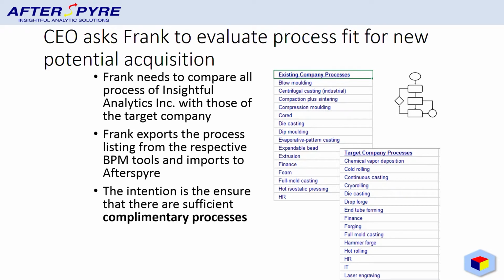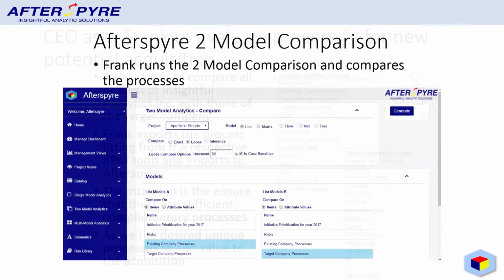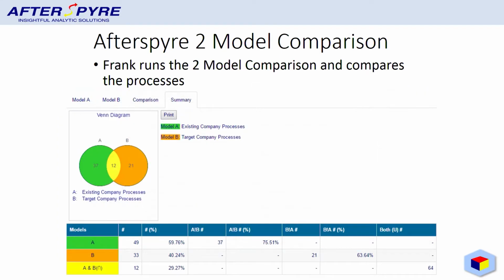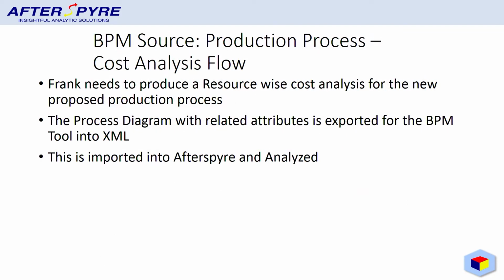Also, Afterspyre is used in cases of best fit for process acquisition. So you're trying to put two companies together, understanding what are the complementary processes, what are the desired unique processes. You can import the listing of processes from your BPMN tools and actually run what is called a two-model comparison. I'll demo this later, to understand which are the complementary processes, which are the processes which actually add value. You can visualize this by carrying out word frequency analysis to show that in this case it's a manufacturing company, which are the processes which are common, which are the processes which are unique. And in this case, it's easier to communicate the same to the CEO.